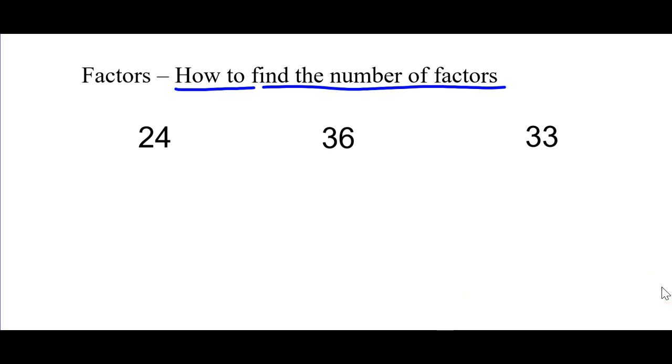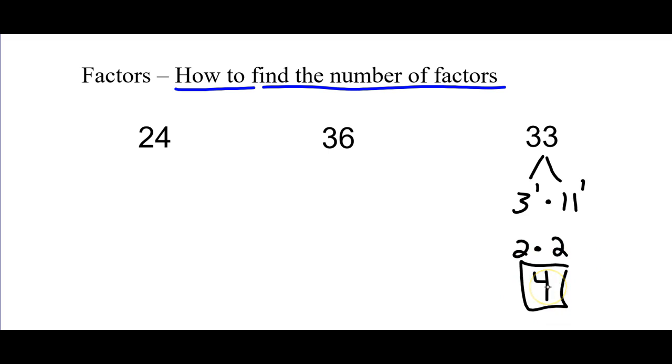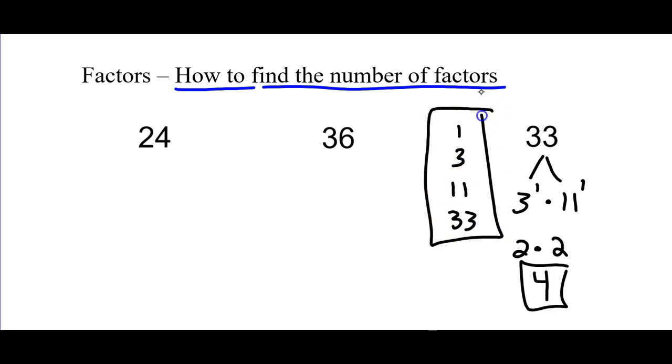So you can pause the video if you want and go ahead and do 33. For 33, if we do the prime factorization, we're going to get 3 and 11, and those are prime numbers. So we're done there, but remember it's 3 to the first times 11 to the first. So we want to know the number of factors. We're going to add 1 to each exponent and get 2 times 2, which is 4 factors. So if I asked you to list the factors, you would say we've got 1 and 33, and then we got 3 and 11. That's a total of 4 factors there.